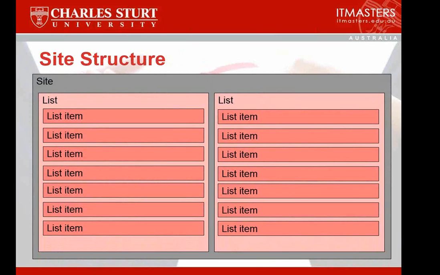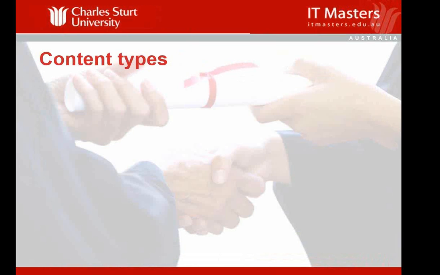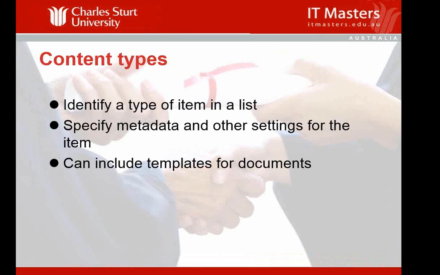Okay, so moving on, we've got our sites, our lists, and our list items. So you can sort of start to see that there's a very hierarchical structure of data within SharePoint here, from the farm all the way down to the individual list item. Now, when we start talking about list items, we get to talk about content types.